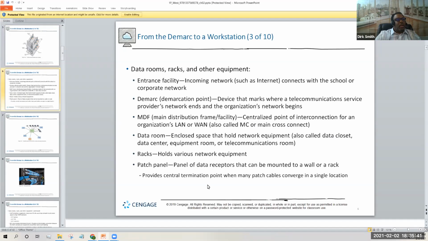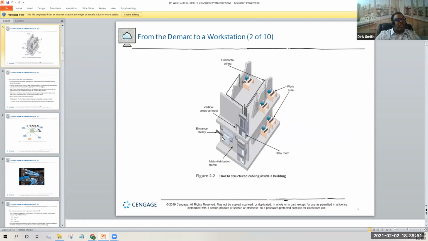Data rooms consist of racks of several different types of equipment. This is the entrance facility, incoming networks such as the internet. So we talked about that. That's right here, the entrance facility there.